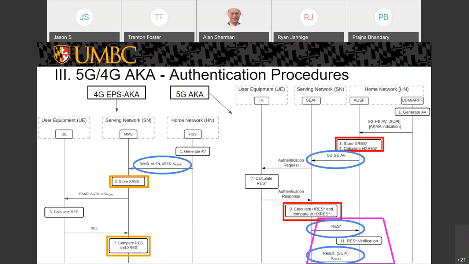As shown in the blue circles in the channel between the serving network and the home network, it's not specified how it is secure. Based on the documentation, it's said to be secure and confidential. This is because we assume the channel to be wired. But if you have physical access to the wire, you can still access the data being sent across the network.